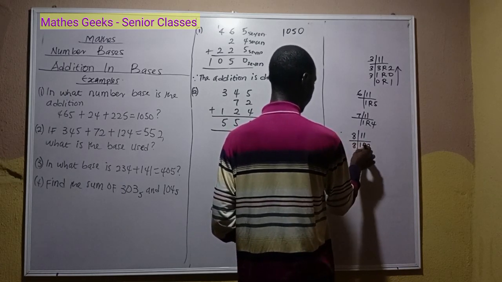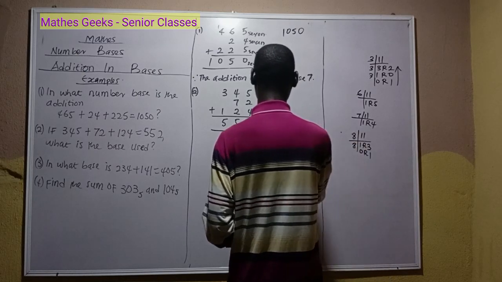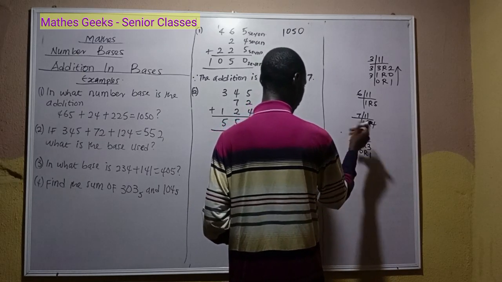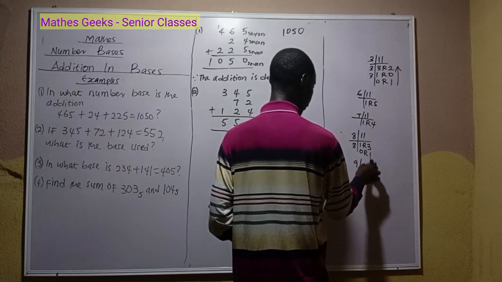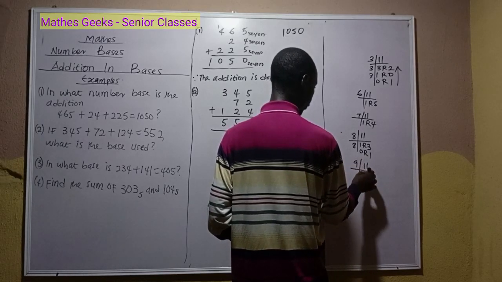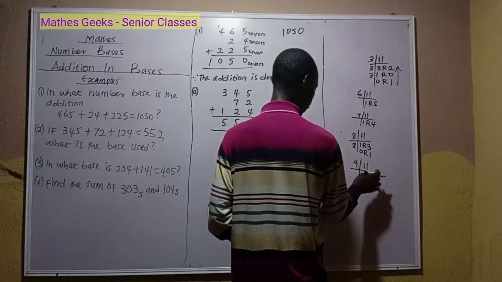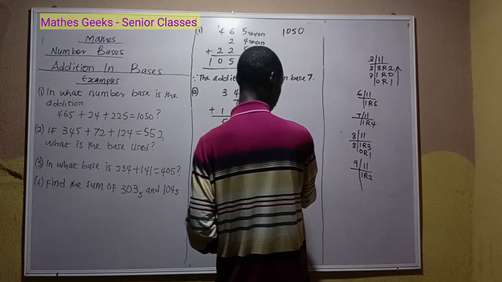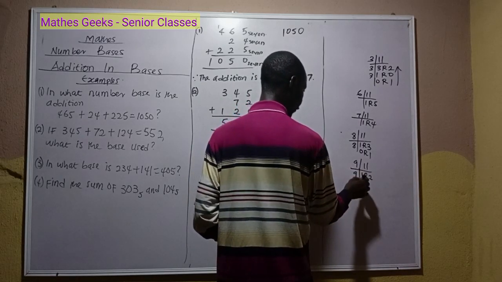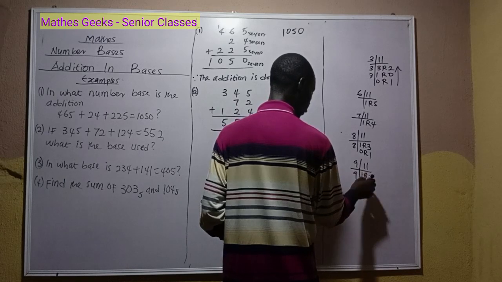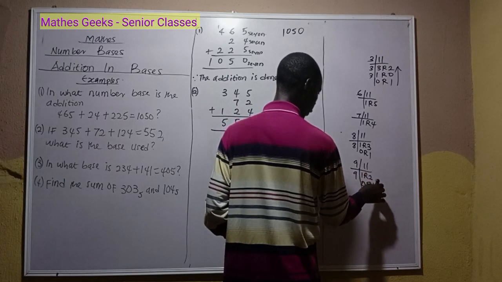And 8 here is 0, remainder 1. But the first digit is 2, and the first digit is 0, so it cannot be base 8. Let's try 9. 9 into 11 gives me 1, remainder 2. Okay, I think this first digit is 2 and this first digit is 2. So 9 into 1 will give us 0, remainder 1.